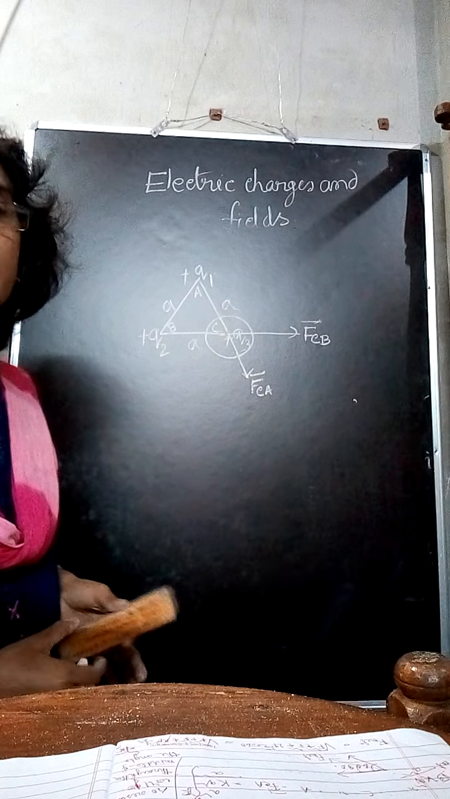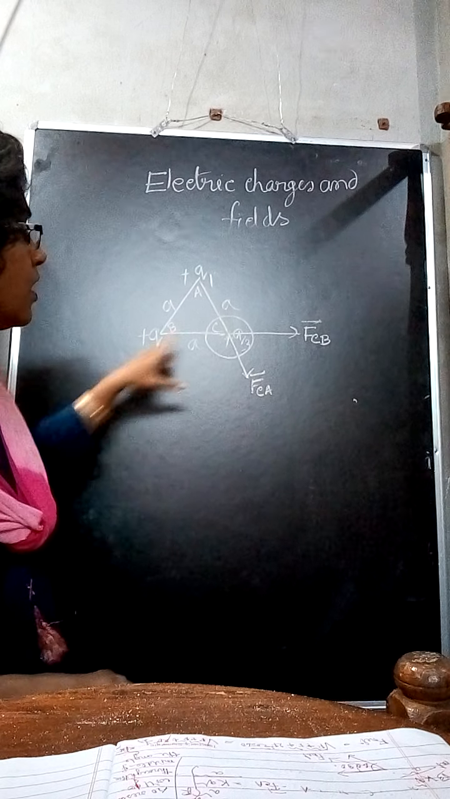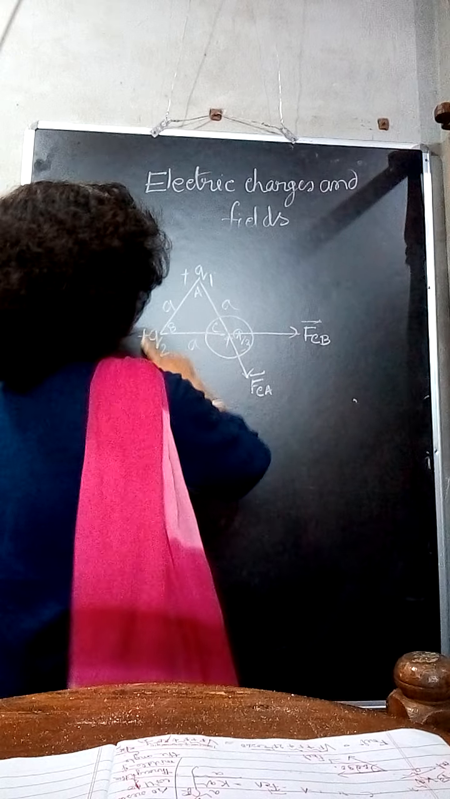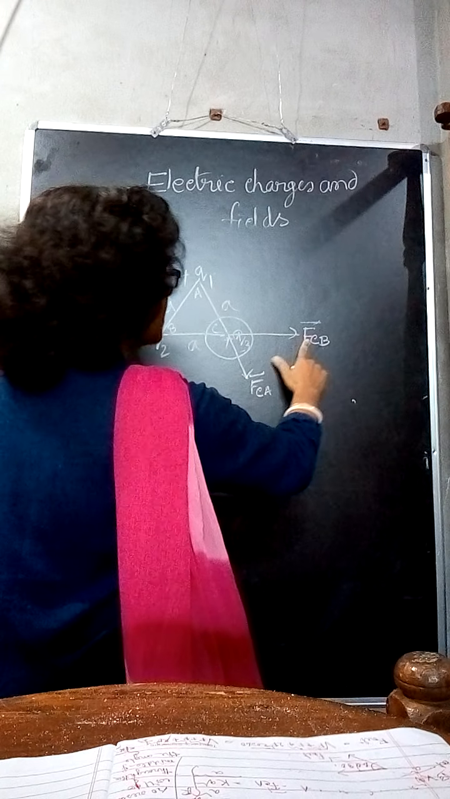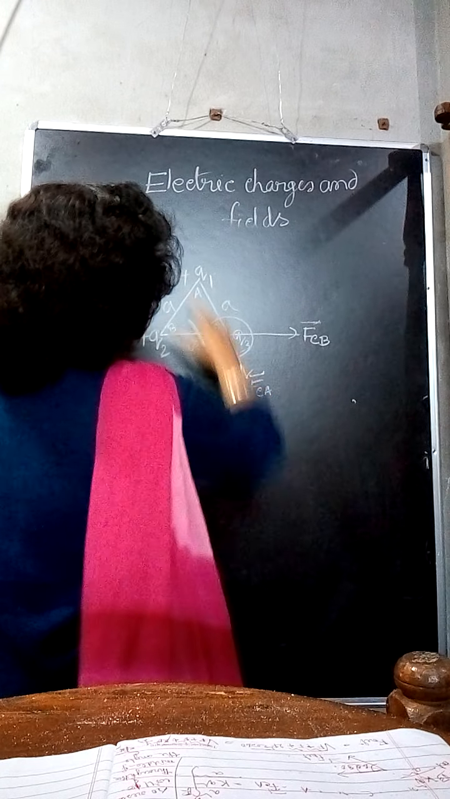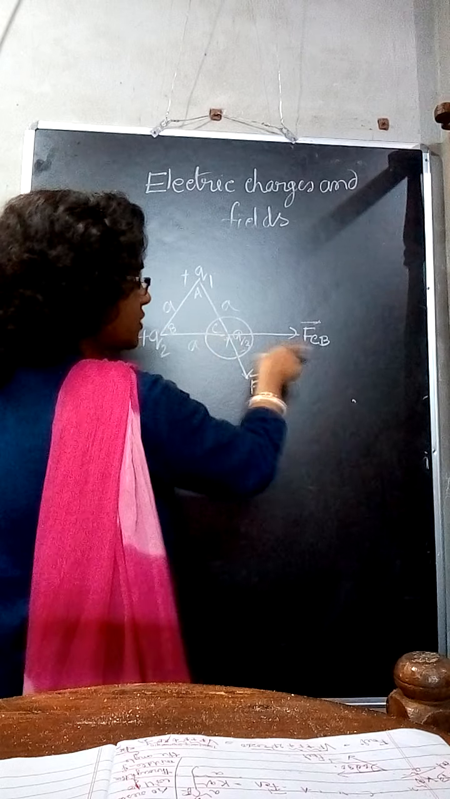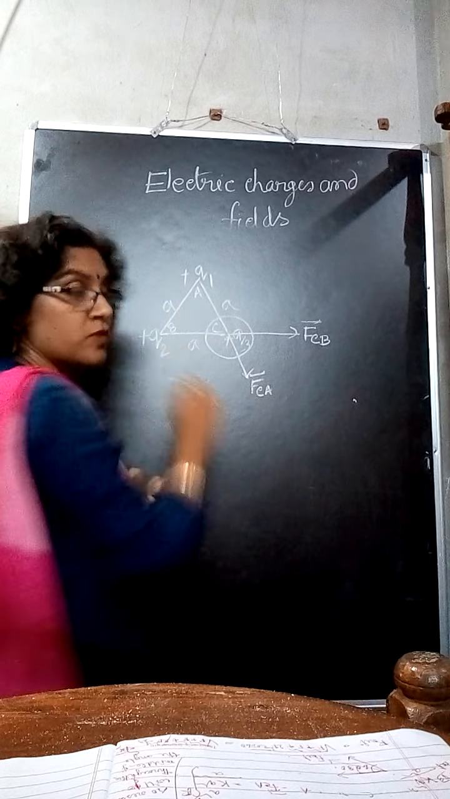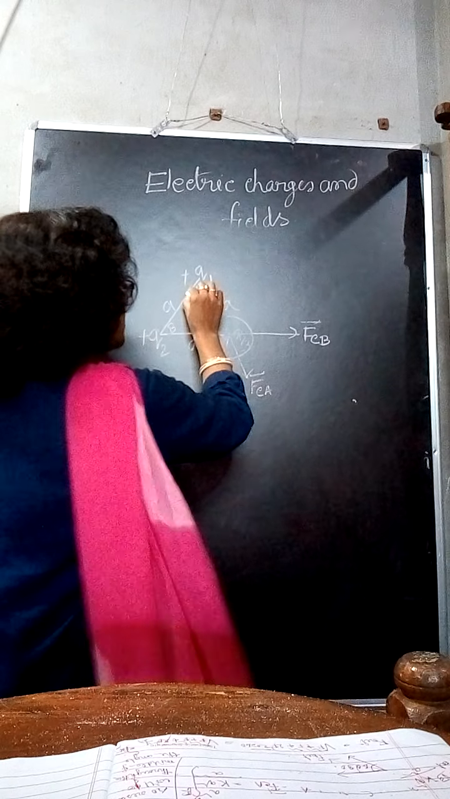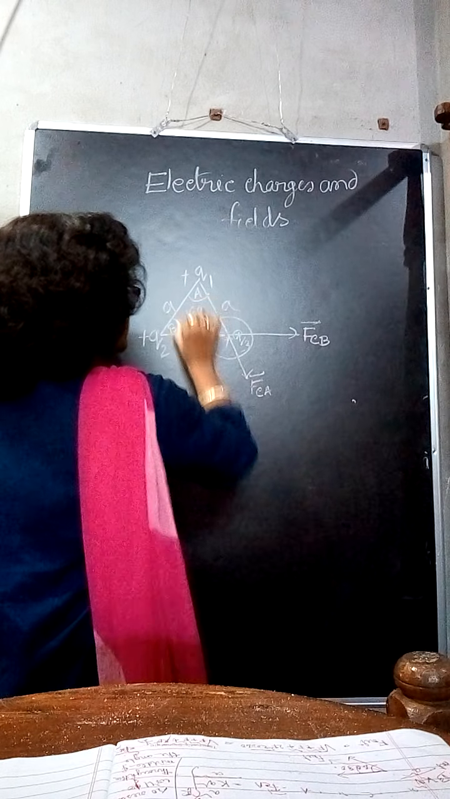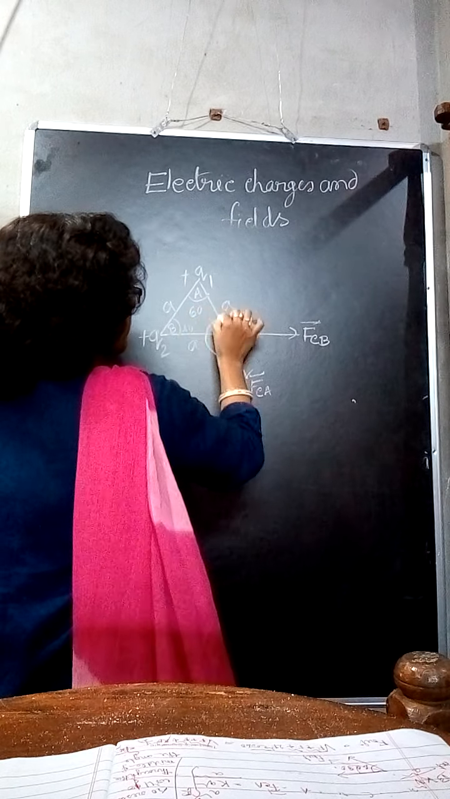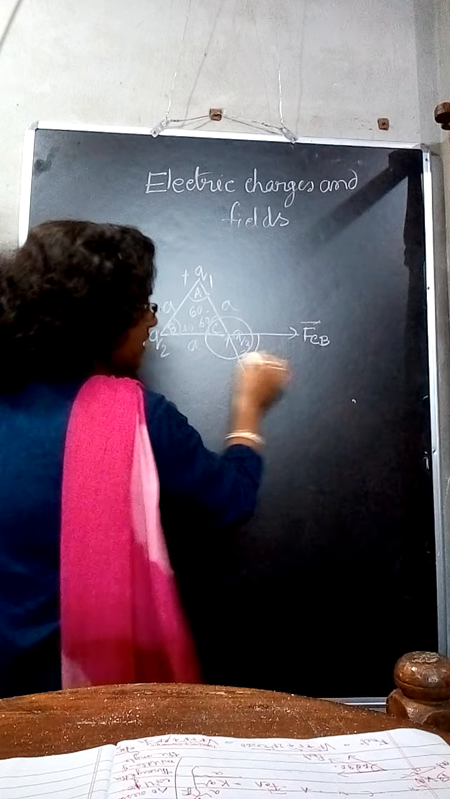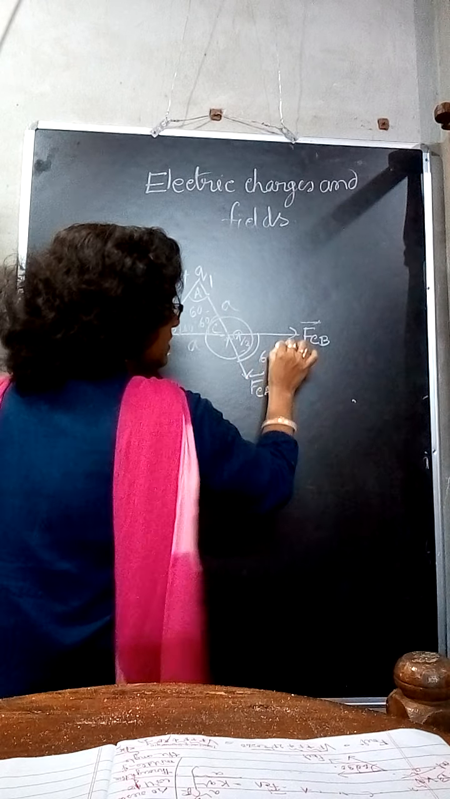Now their direction is along the line joining them, and all three are positive charges, so they will repel each other. As the triangle is an equilateral triangle, the angle will be 60 degrees. So what will be its angle? Its angle will be 60 degrees.